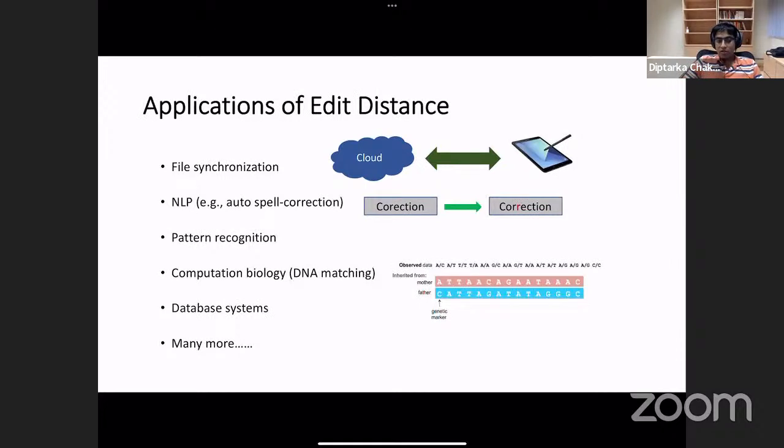Another application could be in NLP, for example auto spell correction. Here you can see that when I say correction, one R is missing. These days most editors can automatically correct them. So these are also applications of edit distance. Then there is pattern recognition, computational biology, database systems, and many more. I will not go into the details of the applications in this talk because this is a theory talk.